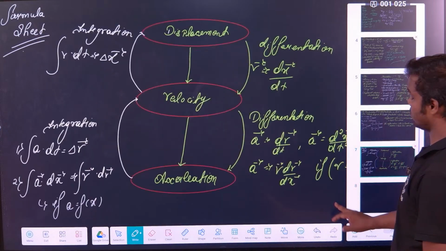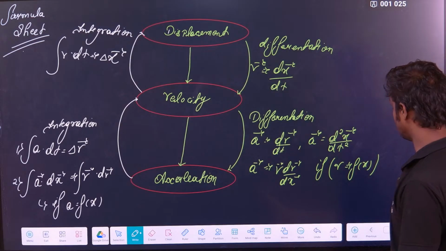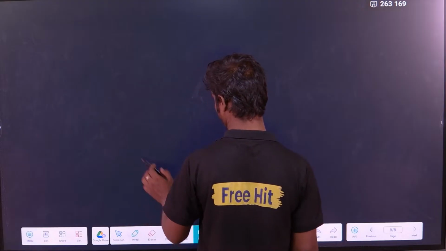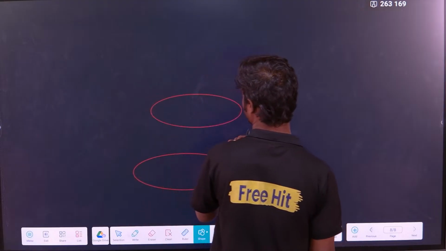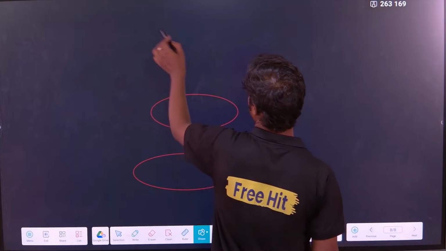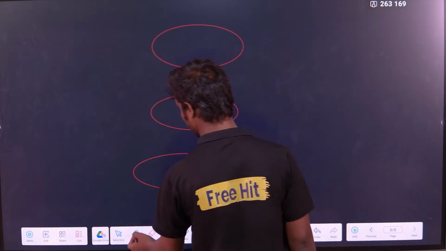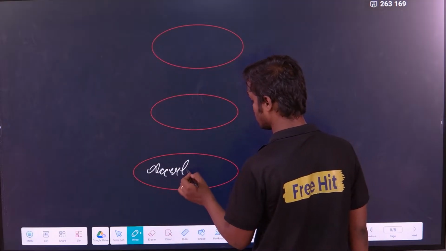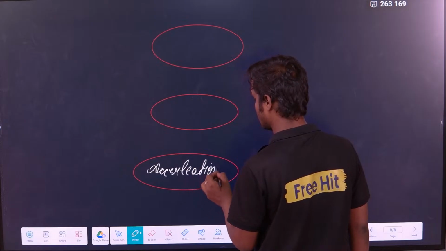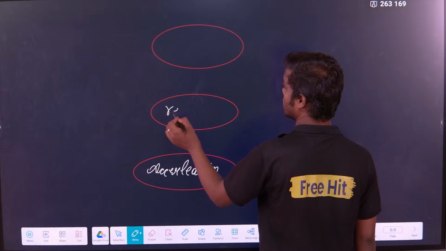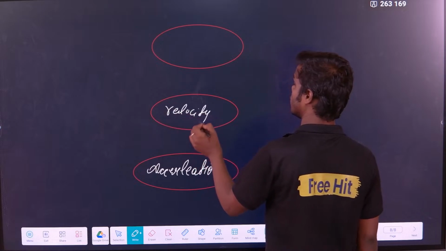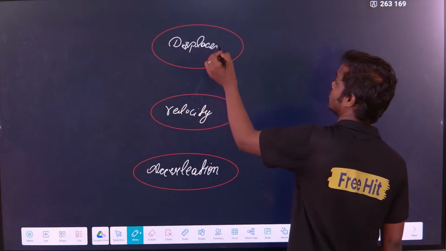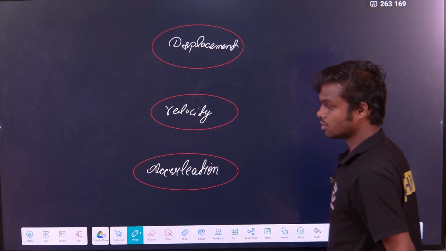Just take the screenshot of this first. Then the next thing is the same formulas only. A lot of people have a confusion regarding the graphs also. So acceleration, velocity and displacement. These three things are there.